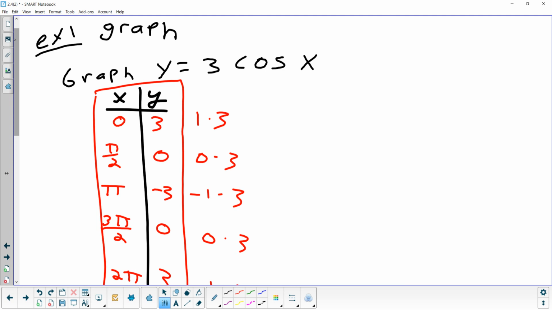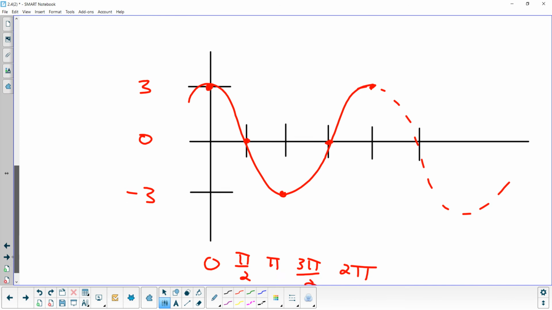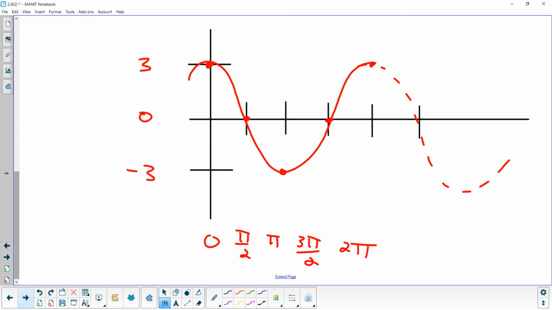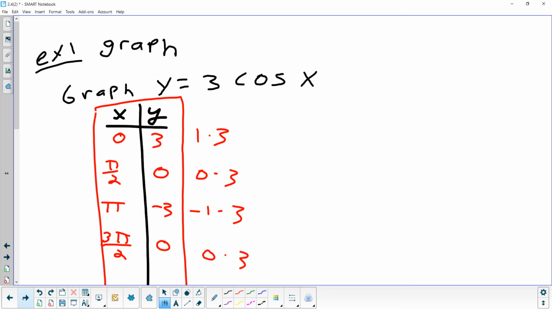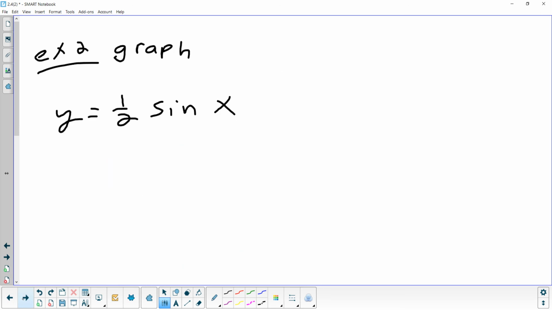When you talk about sound, you really measure it in decibels, so you have to take that into account, things like that. Let's look at 1/2 sine x.